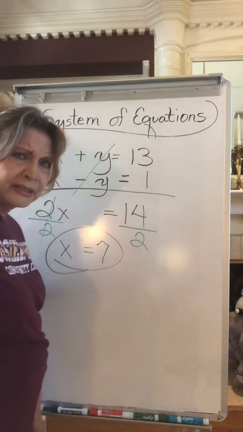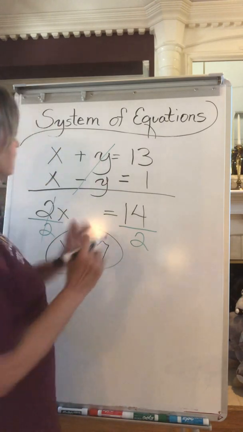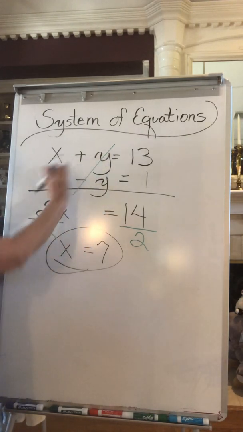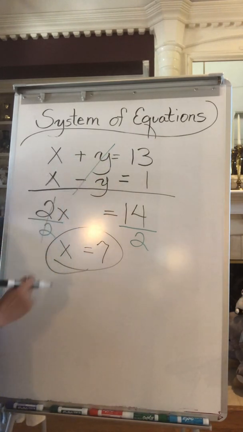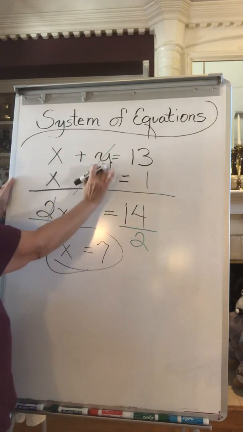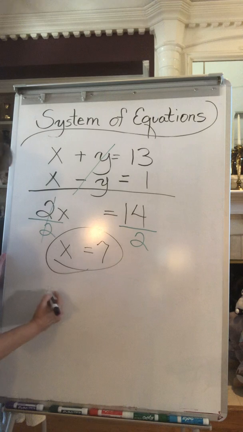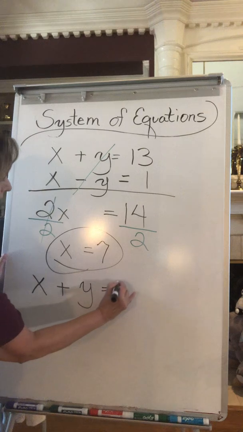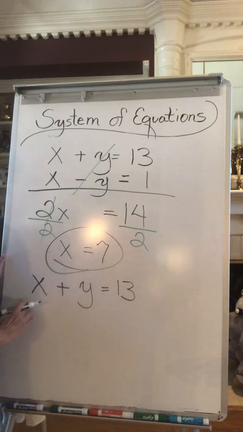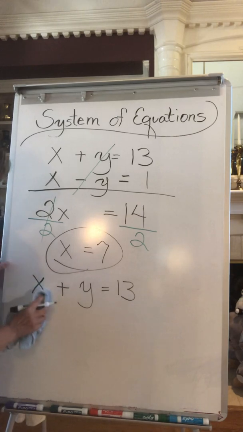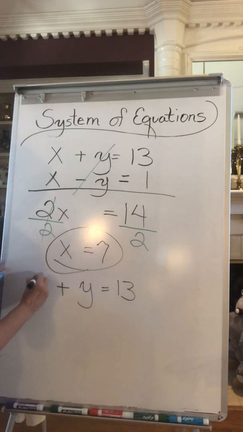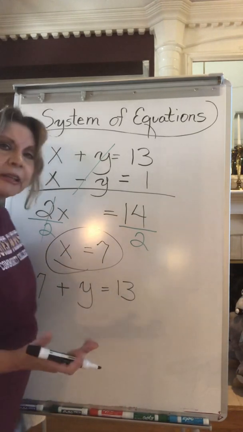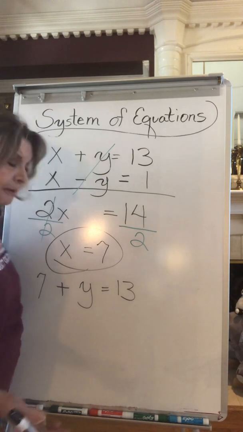But what does y stand for? Easy. We're going to just take one of these equations up here. Let's just go ahead and take the top one, okay? x plus y equal 13. So I'm going to write it right here. x plus y equal 13. Well, I know that x is 7. So where I have this x, I'm going to substitute a 7. Okay? 7 plus y equal 13. Now I just have the one unknown to solve for, the y.